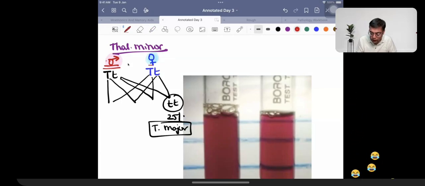But the fact that you need to remember over here is that they were having no symptoms. So they were not aware of this. But as and when they got married and decided to extend their family, that's when they are going to be having this kind of trouble.